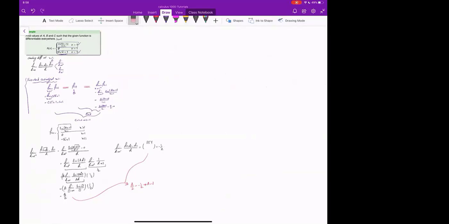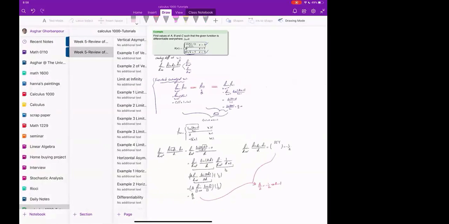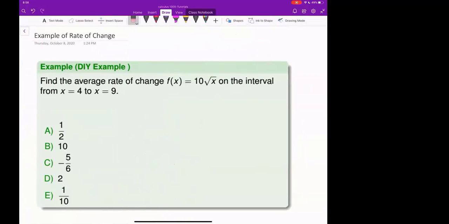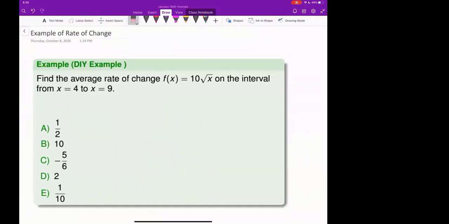I guess that is all I have, but there's one more example here. I will put it up for you again. When it comes to the average rate of change, you do f of the right endpoint minus f of the left endpoint, over right minus left, and that is what is called the average rate of change of the function on the interval.